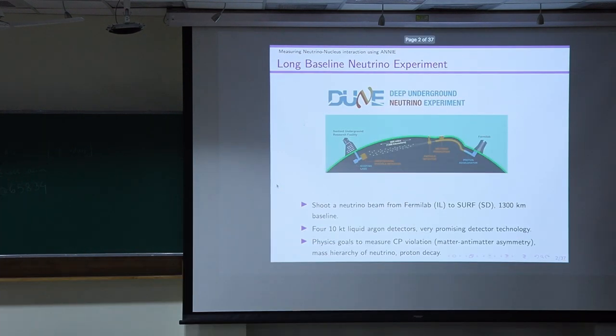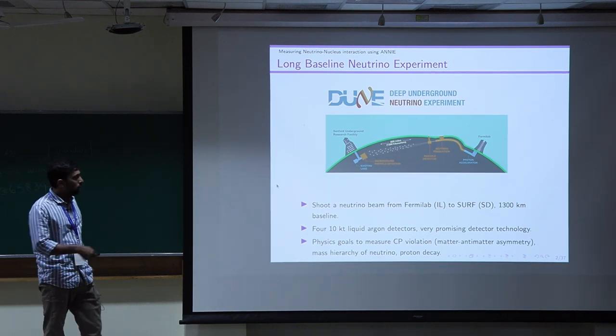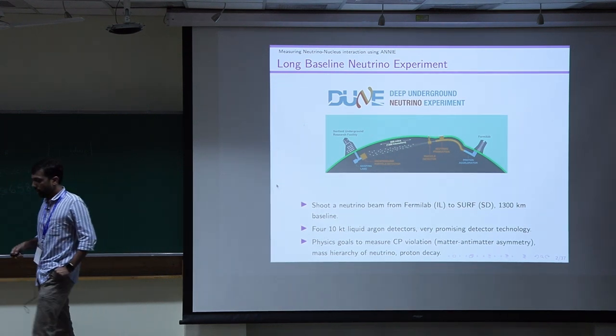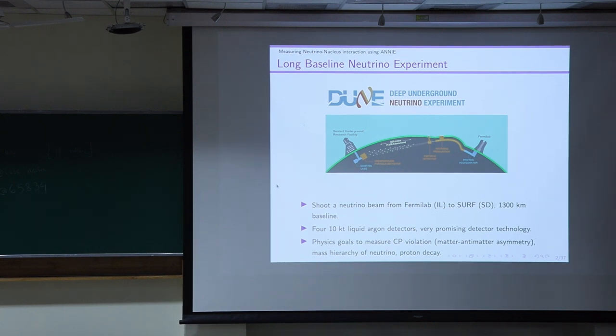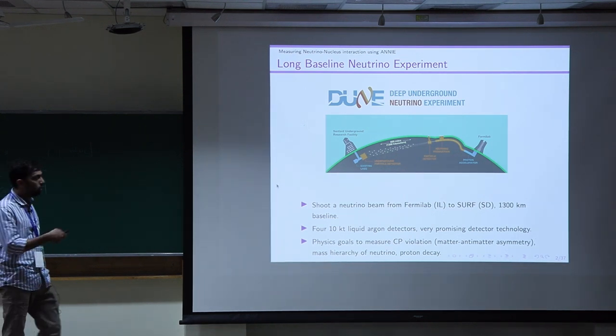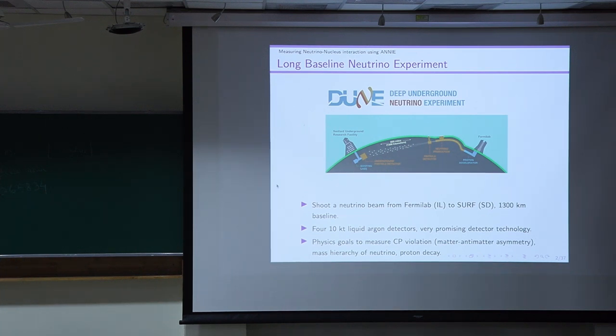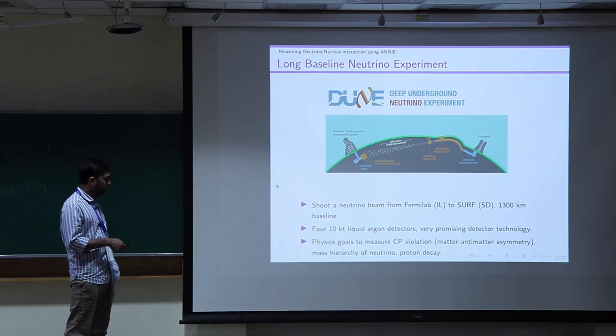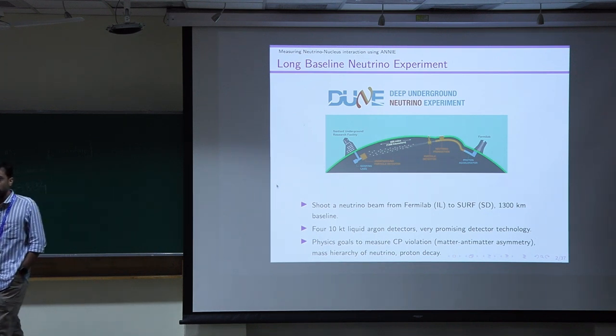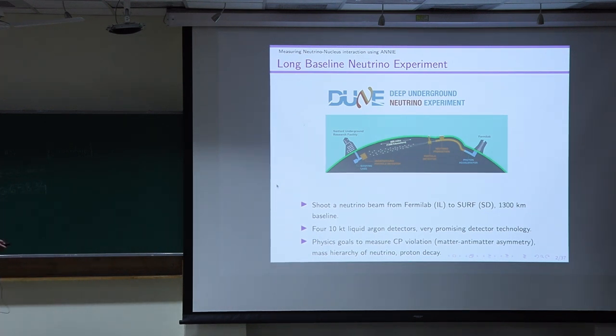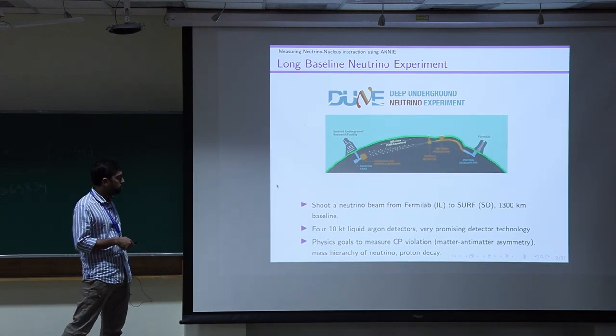So before I go into detail of ANNIE, I just want to give you a few ideas about the long baseline neutrino experiment and why ANNIE is important for long baseline neutrino experiments. The next generation neutrino experiments are basically designed for measuring the CP violation in the leptonic sector, basically measuring this delta CP associated with the PMNS matrix.